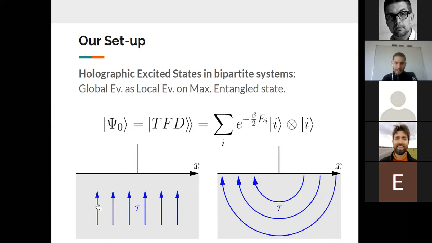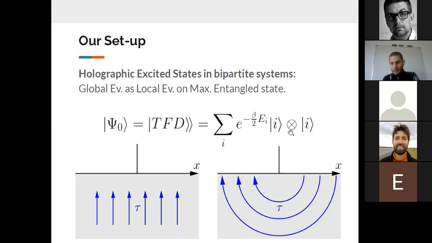The first way will be a Euclidean path integral with a single time that goes all the way upwards and evolves up until t equals 0, tau equals 0, a moment of time reflection symmetry. And an equivalent way, which is implicit in this usual way that one is writing it, is to think of it as a global evolution, but one can also think of this as a local evolution on a maximally entangled state.